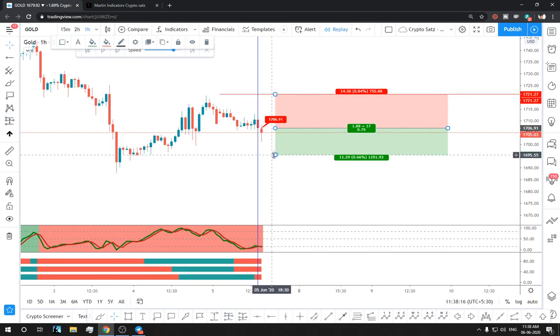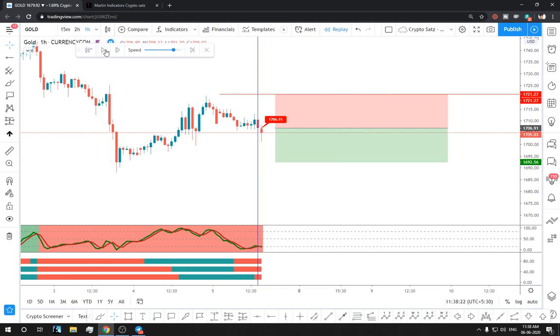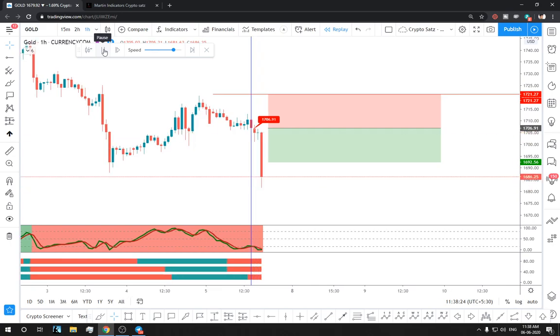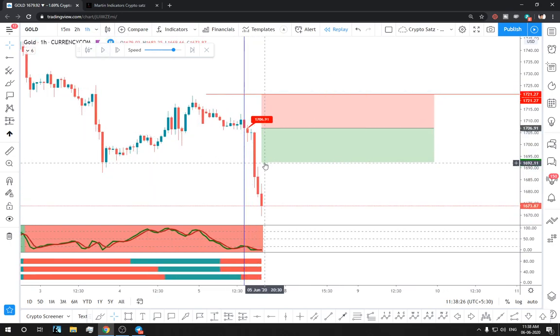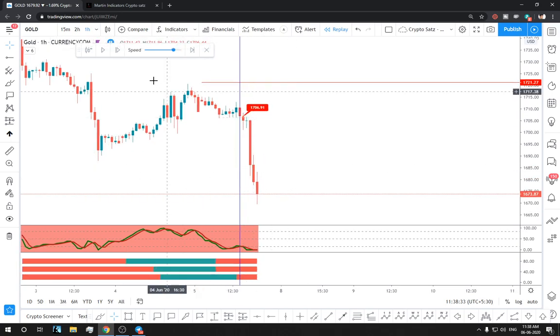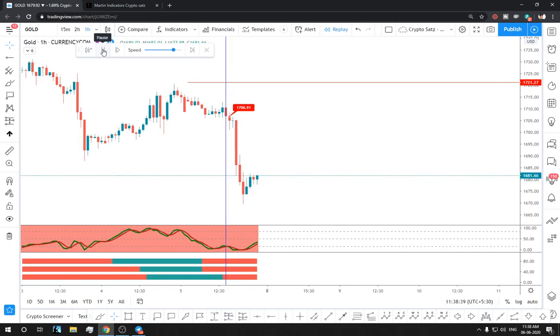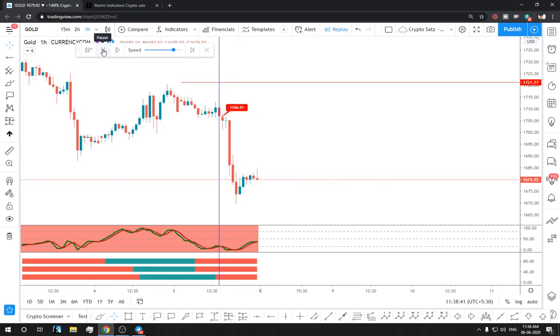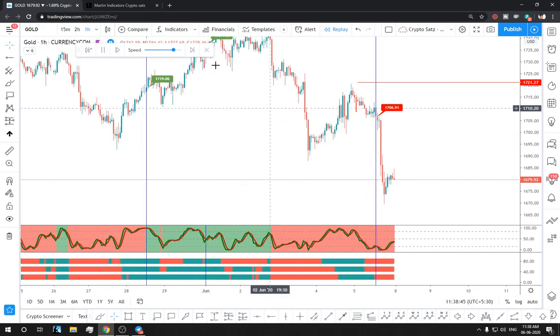So 0.84%, 0.84%. We play this, see, target hit, simple. This was a good trade. So as of now we have received one stop hit. Let's wait for, oh, the market ends over here.